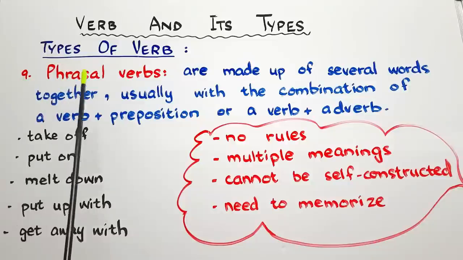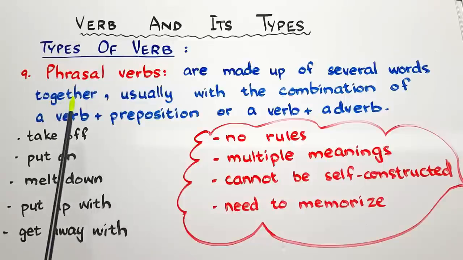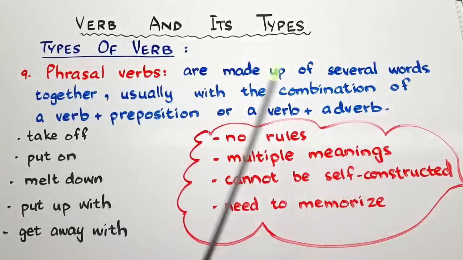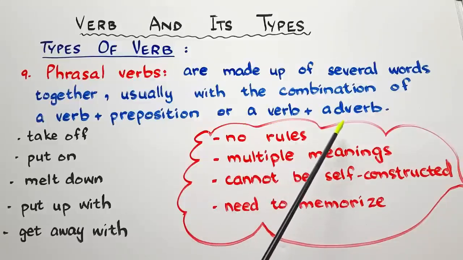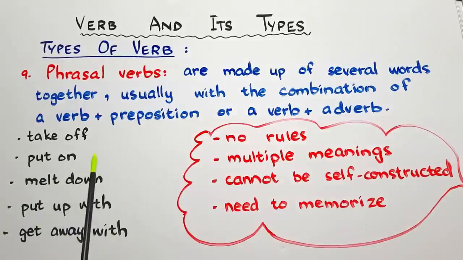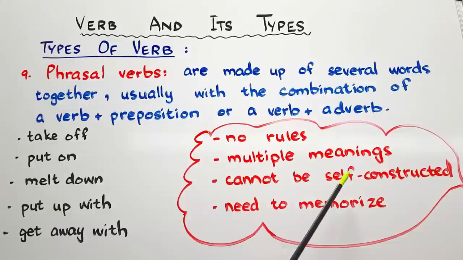And now we have phrasal verbs. Phrasal verbs are made up of several words together, usually with the combination of a verb plus preposition or a verb plus an adverb. For example, take off, put on, melt down, put up with, get away with. Now this is something difficult for the students or for non-native English speakers, because phrasal verbs have no rules. They have multiple meanings, they cannot be self-constructed, and we need to memorize them.